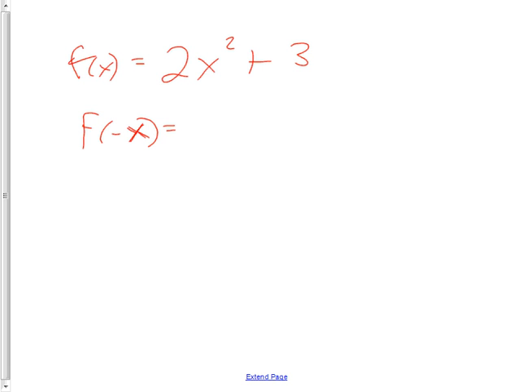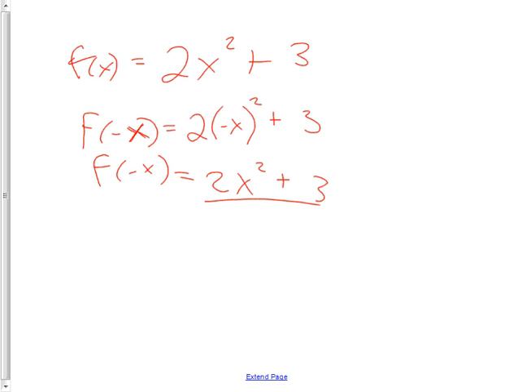Duke, what'd you get when you stuck in the negative x? This is still squared, isn't it? What does that mean? That means that f of negative x comes out exactly the same as f of x. What does that mean? Therefore, even. Raise your hand if you had that. Okay, good.